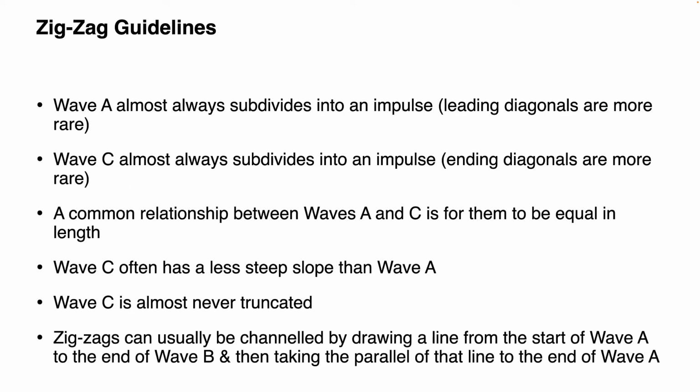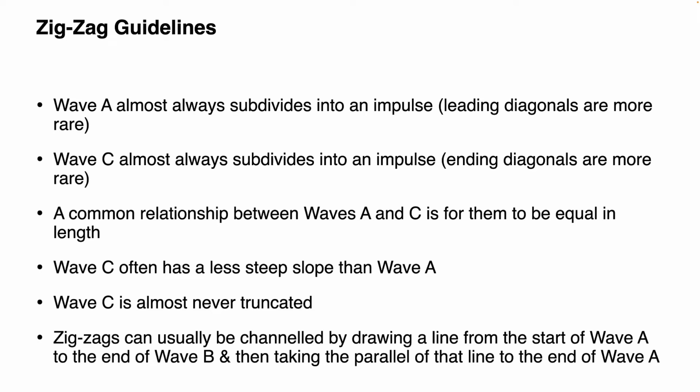Now here are some guidelines regarding zigzags. Wave A almost always subdivides into an impulse wave. We're going to take a look at some examples of another pattern shortly called the leading diagonal. Very easy to identify. And similar to wave A, wave C almost always subdivides into an impulse wave as well. It can also end as an ending diagonal, and we're going to take a look at those situations as well. A common relationship between waves A and C is for them to be equal in length.